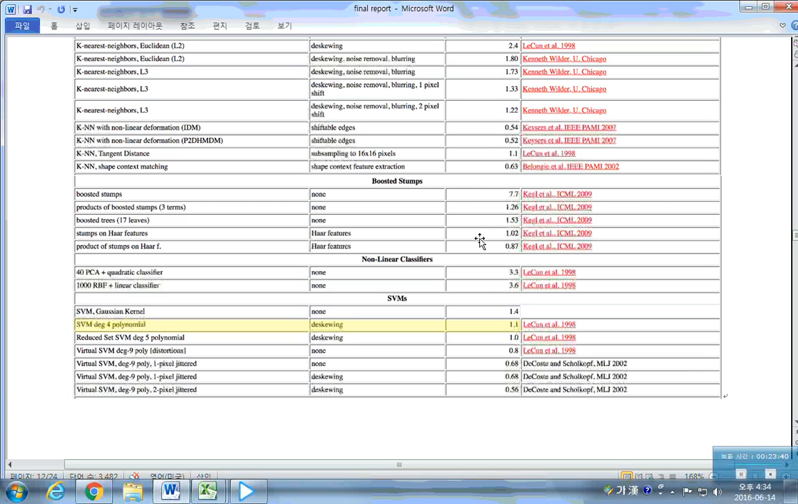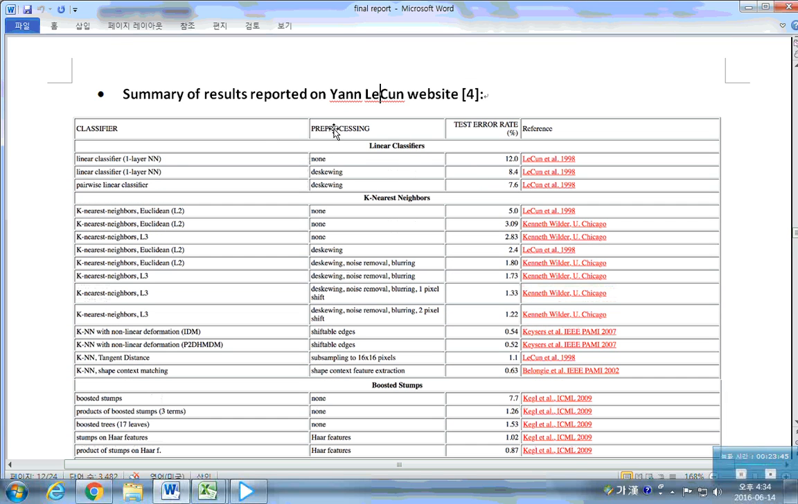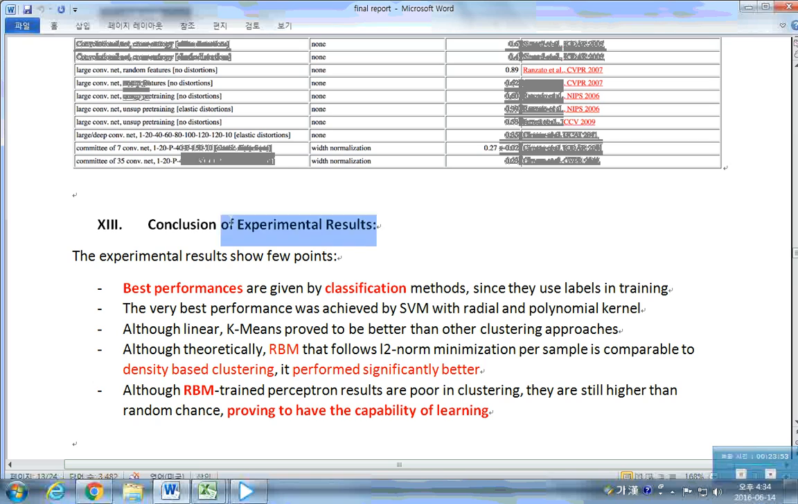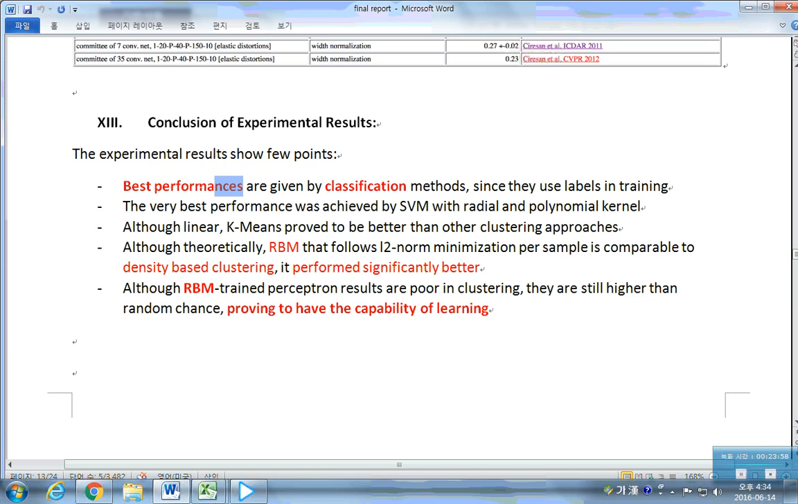So I put his numbers here for reference, but they are not necessarily comparable to us because he was using classification techniques, and we are interested in clustering techniques. So what is the conclusion? This is the most important part. We found that the best performances come from classification methods because they take advantage of the labels, and in particular SVM with the radial and polynomial kernels achieves the best. In terms of clustering techniques, surprisingly, k-means turns out to be better than others.